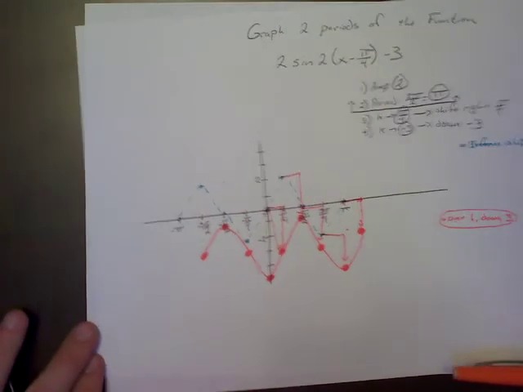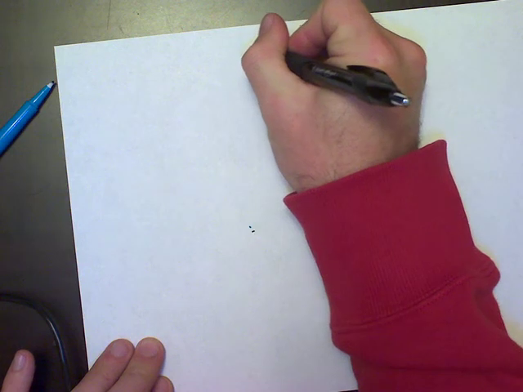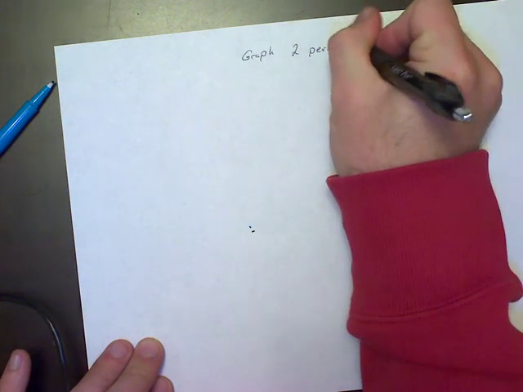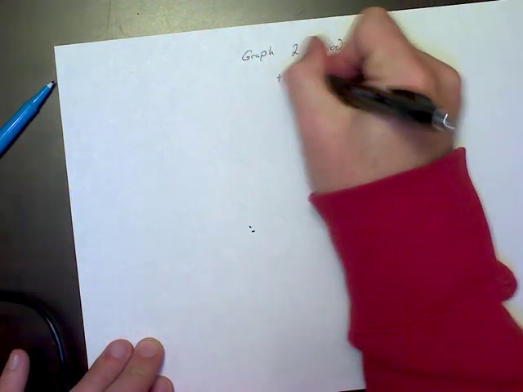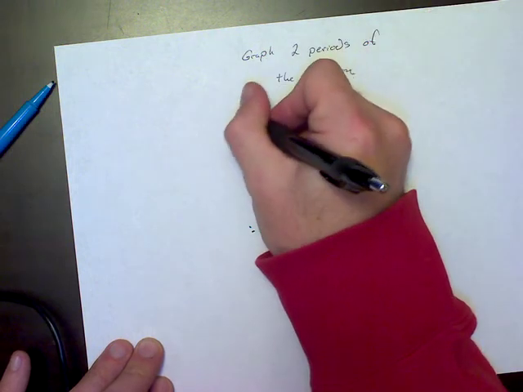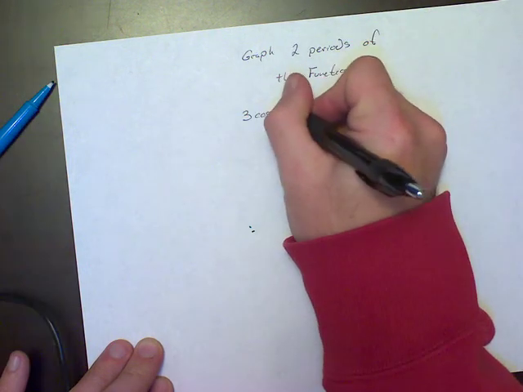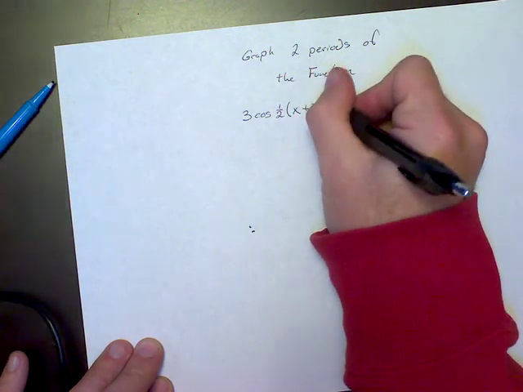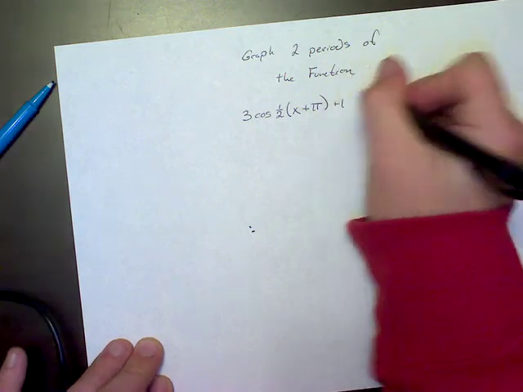Let's try one more here. We'll kind of do the same thing. So again, we're going to graph 2 periods of the function, and that function is 3 cosine 1/2 x minus, we'll make it an x plus, and plus 1.